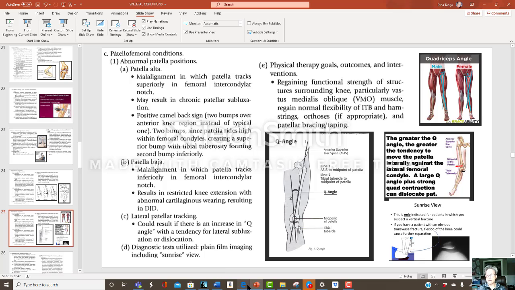The greater the Q angle, the greater the tendency to move the patella laterally against the femoral condyle. A large Q angle plus strong quad contraction can dislocate the patella. The diagnostic tests utilized, plain film imaging, include the sunrise view, and this is how the sunrise view is done in this position here.